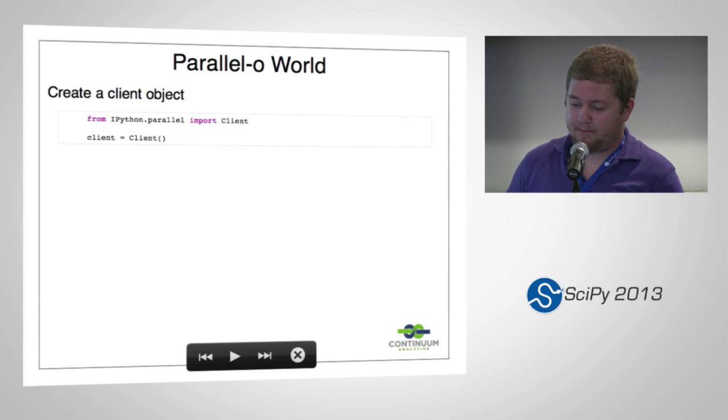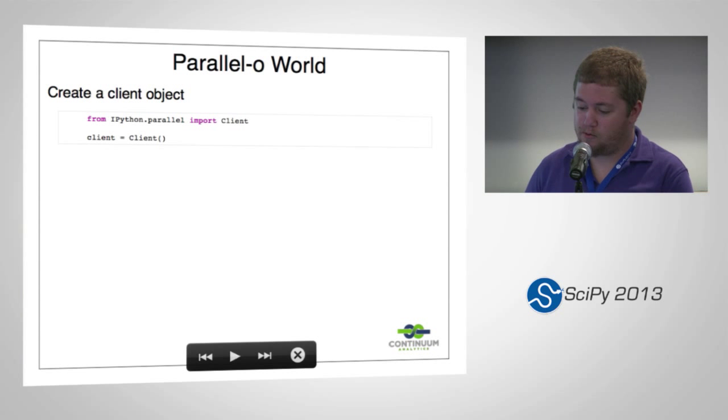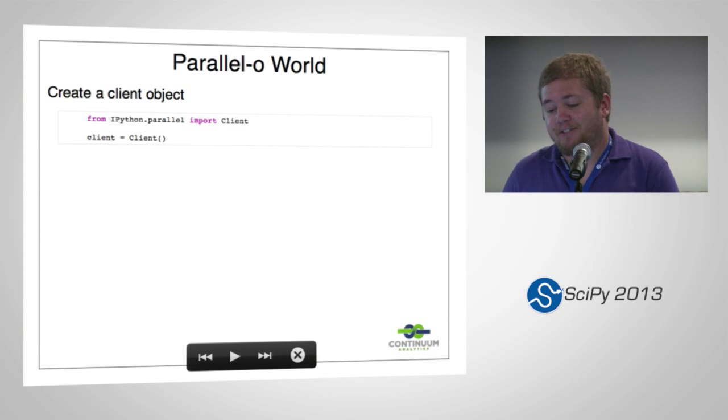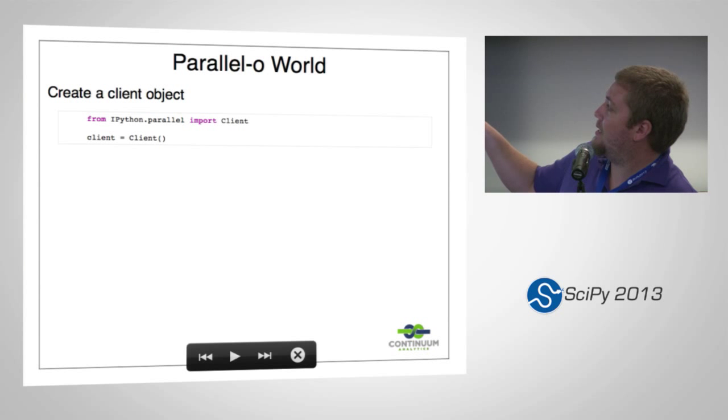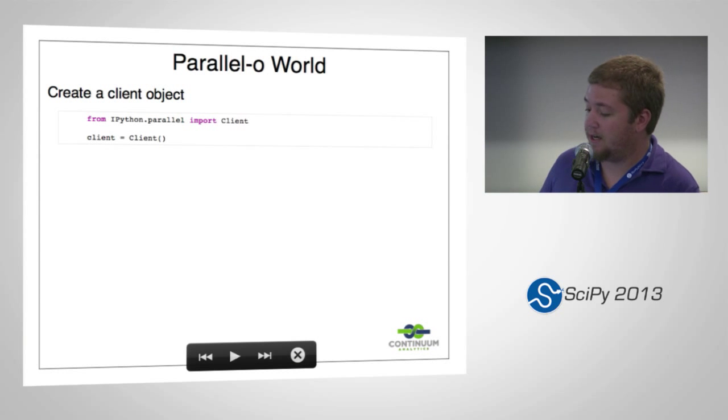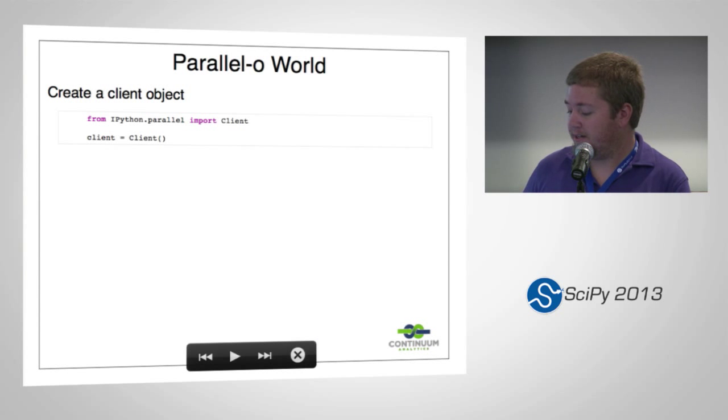So this is my hello world. I'm calling it Parallel-o world. All right. So we need to create a client object. It's usually a little bit more involved than this, client equals Client(). We'll see in the notebook when we do this what sort of options you need to end up putting there. But we create an object.